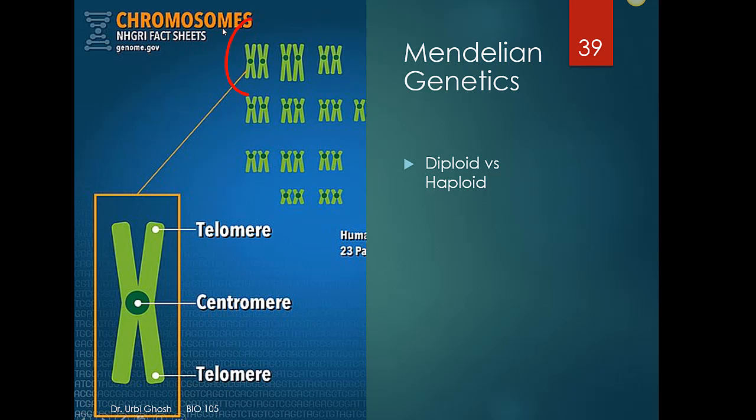So remember, diploid cells have two copies of each chromosome, and a haploid cell will have only one copy of each chromosome. Now, because diploid cells have two copies of each chromosome, they also have two copies of every gene. So one copy is from the mother over here, and one copy is from the father, or from the sperm that comes to make the initial child.